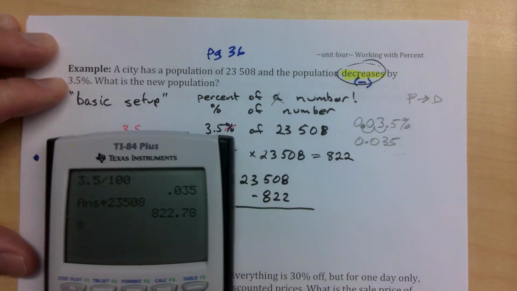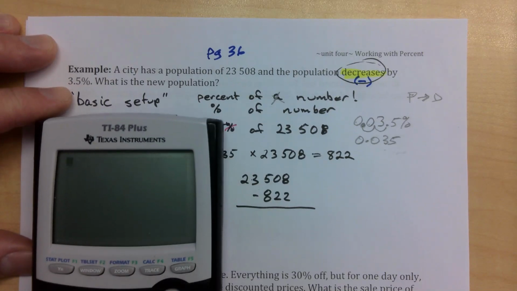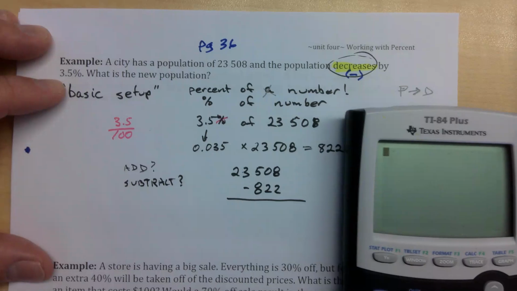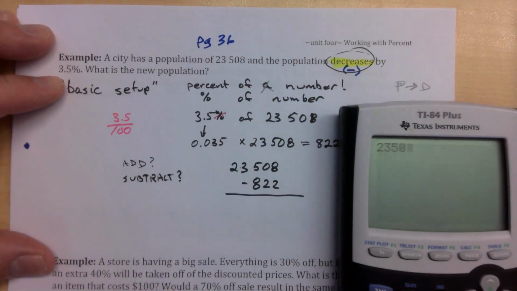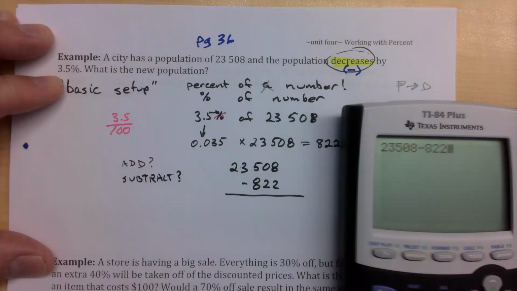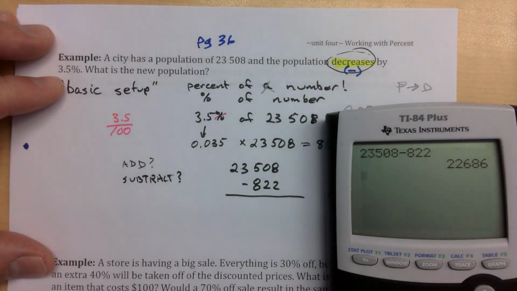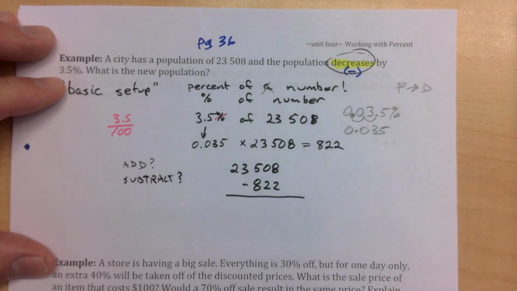Okay, so let's just clear the space here on the calculator. Put it more in the light here. 23,508 minus 822 is 22,686.